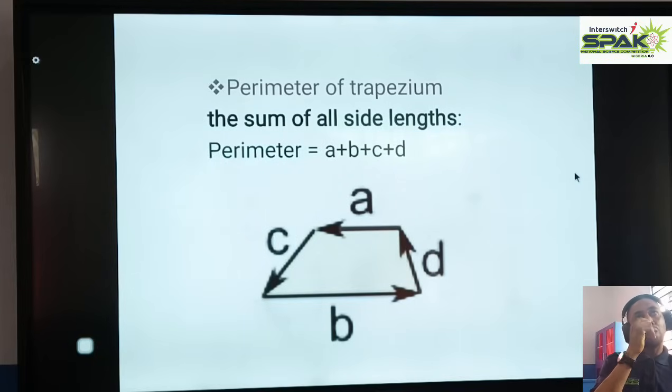So now to the area of a trapezium. Let's have a trapezium ABCD. The addition of all the sides, A plus B plus C plus D, is the perimeter of the trapezium. So to find the perimeter of a trapezium, you add A plus B plus C plus D.